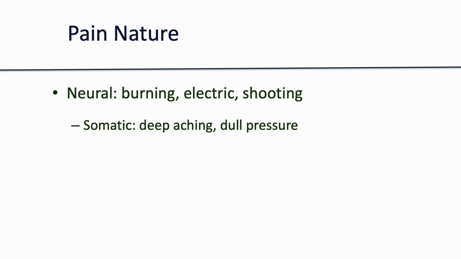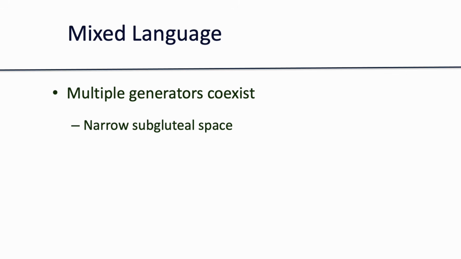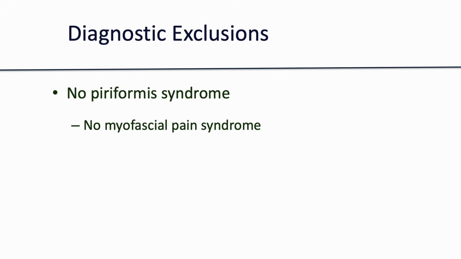Pain also speaks its own language. Neural pain uses words like burning, electric, sharp, tingling, or shooting. This language suggests nerve compression or ischemic neural irritation. Somatic pain sounds different. Patients describe deep aching, dull pressure, heaviness, or soreness. This reflects pathology involving bone, enthesis, ligament, or venous congestion. In real clinical practice, many sitting pain patients speak a mixed language, because multiple pain generators often coexist within the narrow subgluteal space. To think clearly, we must also know what to exclude.